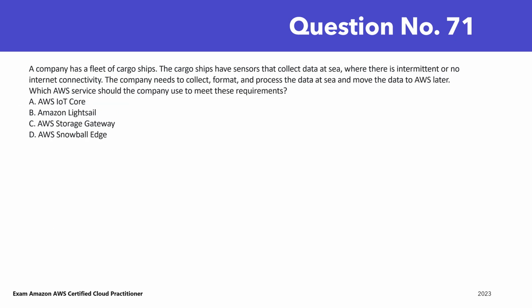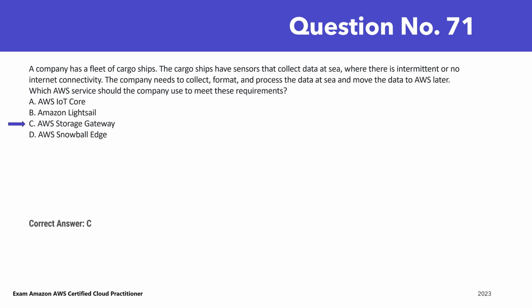A company has a fleet of cargo ships. The cargo ships have sensors that collect data at sea, where there is intermittent or no internet connectivity. The company needs to collect, format, and process the data at sea and move the data to AWS later. Which AWS service should the company use to meet these requirements? A. AWS IoT Core. B. Amazon Lightsail. C. AWS Storage Gateway. D. AWS Snowball Edge. Correct answer, C.